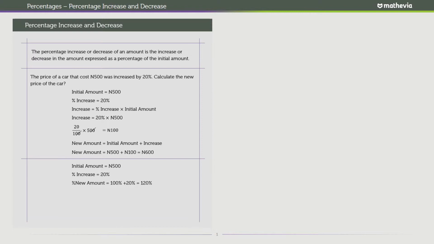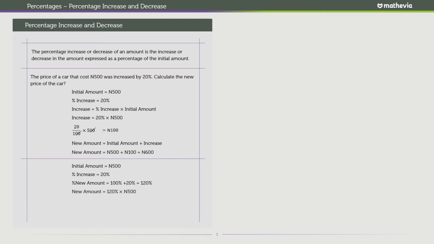Okay, it's 100% of itself, basically. If you have something as 10 naira, 10 naira is 100% of that thing. Now, if you're going to increase that thing by 20%, you're going to add 20% to 100%, and you end up with 120%. So 120% represents the value of the new amount in terms of percentages.